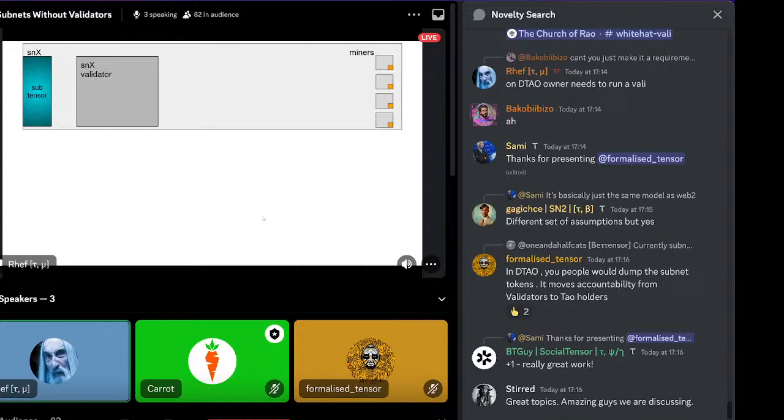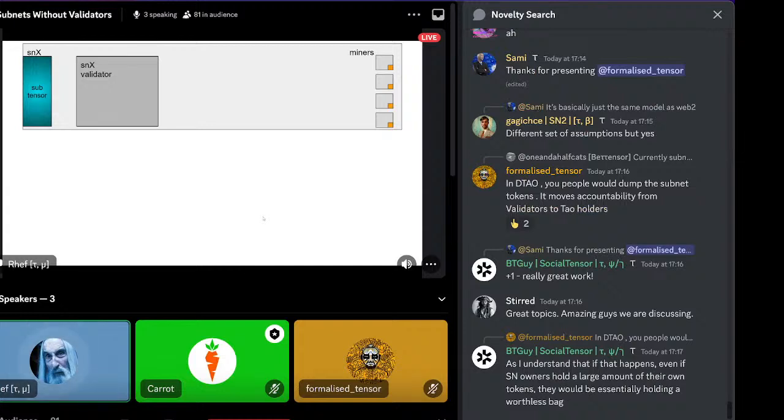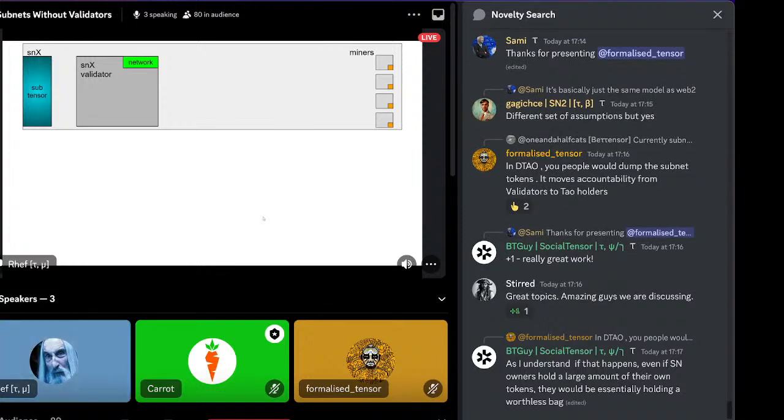On the left side, we have a subtensor. This is basically the representative of the blockchain. On the right side, we have the miners. There are like 200 of them, but on the slide we've just put 4, and there is a validator in the middle. Now, the validator has a couple of components. One of them is network. On many subnets, the validator either requests or the miners provide to the validator some kind of assets. It can be text prompts, it can be 3D models, it can be images. That entirely depends on the subnet.